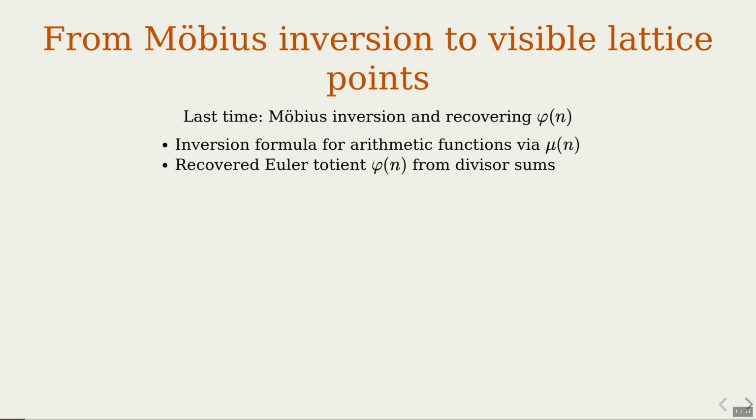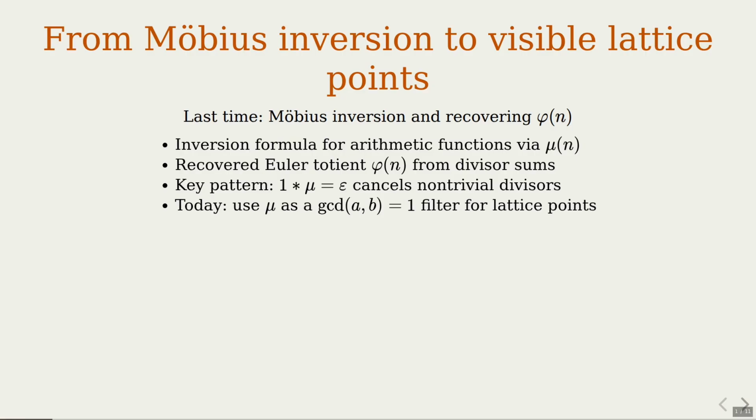Exactly. Today we will treat the condition greatest common divisor of a and b equals 1 as something that can be detected by Möbius. That lets us turn a geometric question, counting visible lattice points, into an arithmetic sum, and eventually into the constant 6 over pi squared. Inversion formula for arithmetic functions using mu of n. Recovered Euler's totient phi of n from divisor sums. Key pattern: 1 times mu equals epsilon, which cancels non-trivial divisors.